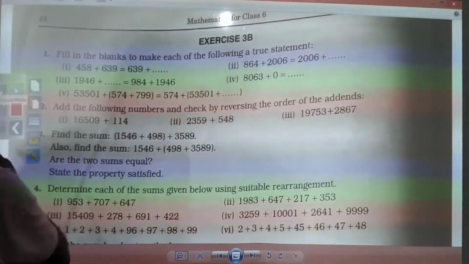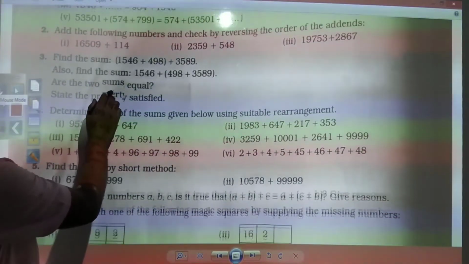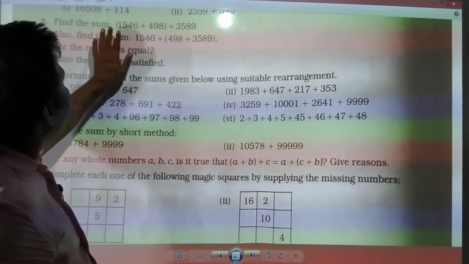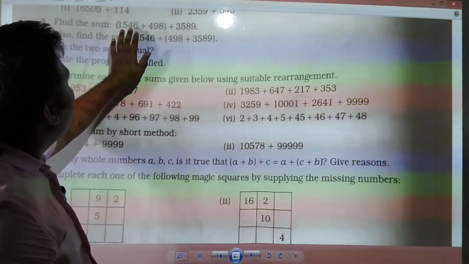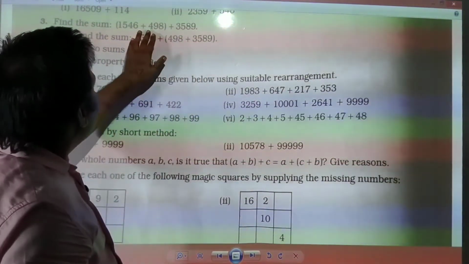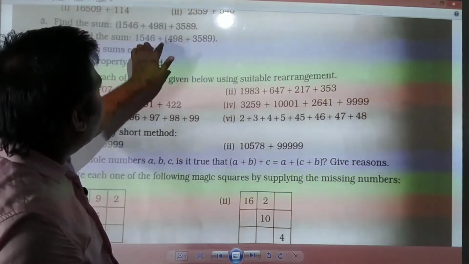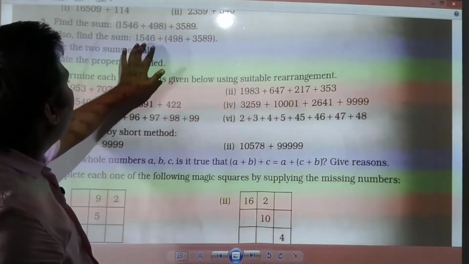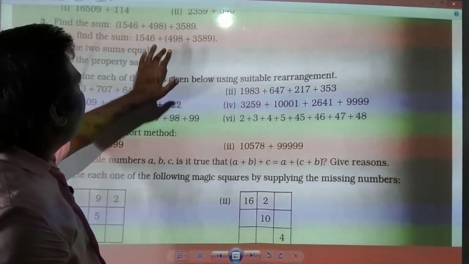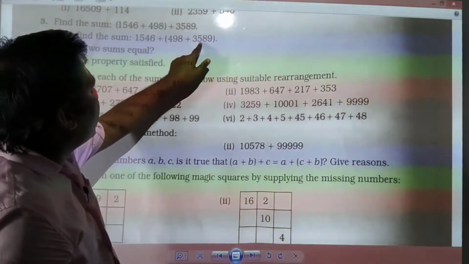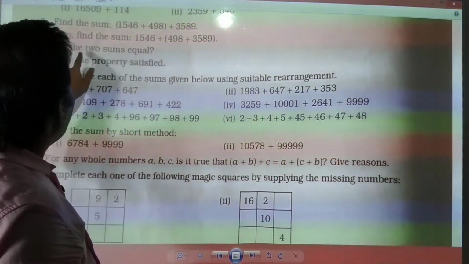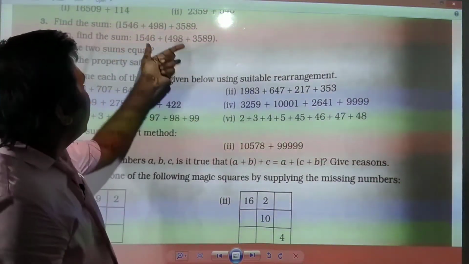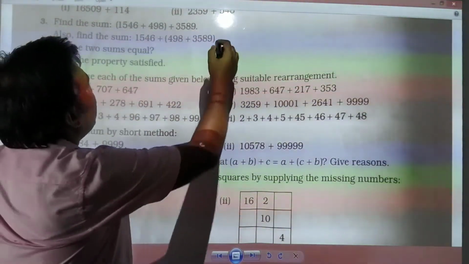Next you see question number 3. Find the sum 1546 plus 498 in brackets plus 3589. Also find the sum 1546 plus 498 plus 3589 in brackets. Are the two sums equal? State the property satisfied.